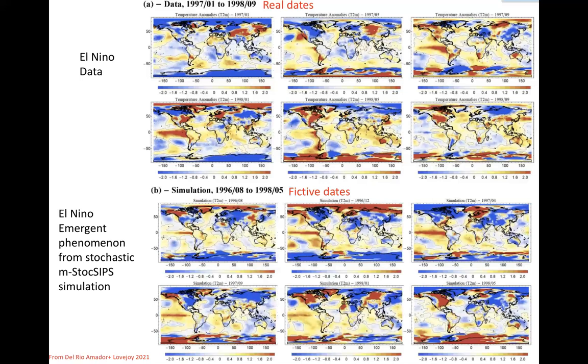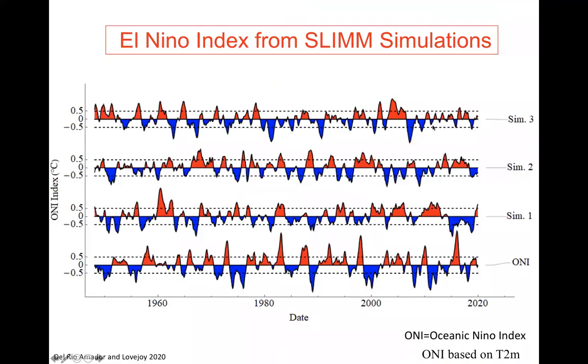Just as a GCM, if it's any good, doesn't have to put in an El Nino by hand, right? It comes from the dynamics. Similarly, the StochSIPS model doesn't have to put in the El Nino by hand. It's an emergent property of the model, and you can see you get something quite good. You can look at these simulated El Nino indices compared to a real one. They're simulated, they're only supposed to be statistically the same, so don't try to compare bumps with bumps, but you do quite a good job.